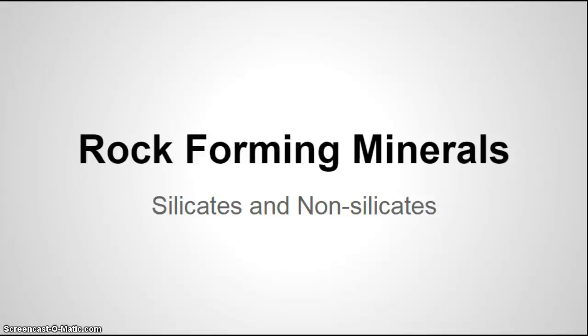So our class was based on rock-forming minerals today, and really we differentiated between silicates and non-silicates. And I don't want to make it seem like we have to overthink this. If it's a silicate, it contains both silicon and oxygen. And if it's a non-silicate, it doesn't have both. So it cannot have both silicon and oxygen. It can have silicon or it can have oxygen, but it cannot have them both.